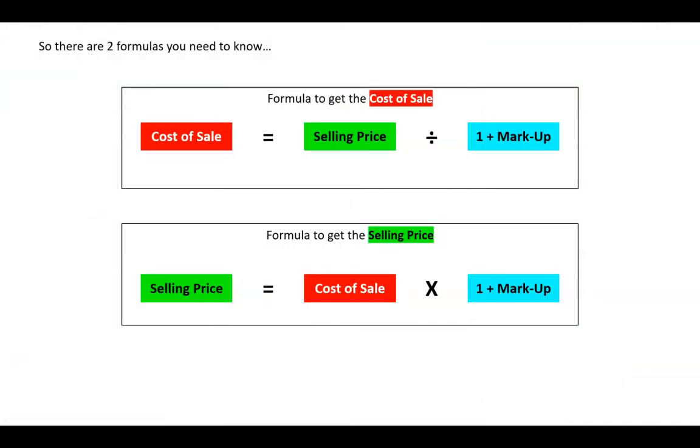So to summarize what we need to know here, there's two formulas. You need to know the formula to get the cost of sale, which will be the cost of sale equals the selling price divided by 1 plus markup. Or, the other situation, you need the formula to get the selling price. And that will be selling price equals cost price times 1 plus markup.